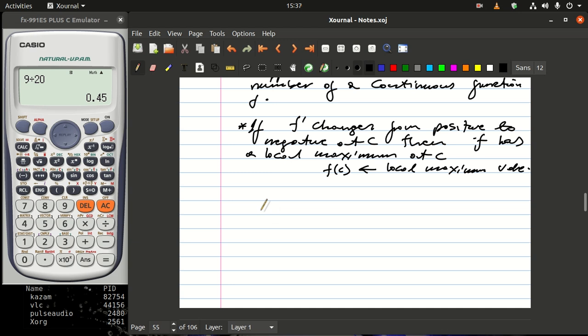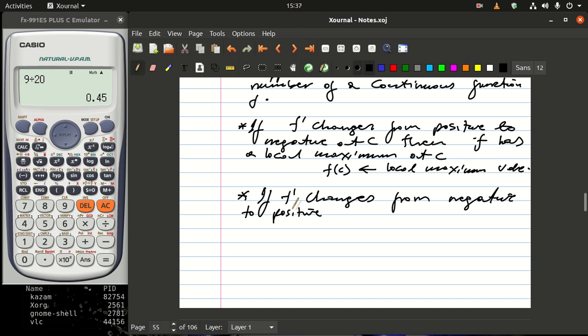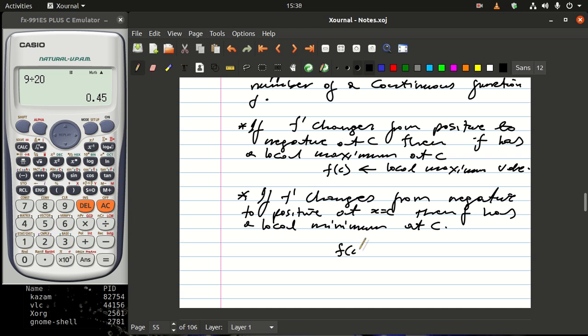so we have a maximum there. The second thing that we're having here: if the first derivative changes from negative to positive at C, at some x equal to C, then f must have a local minimum at C. In other words, f of C is a local minimum value. So that is what is important.